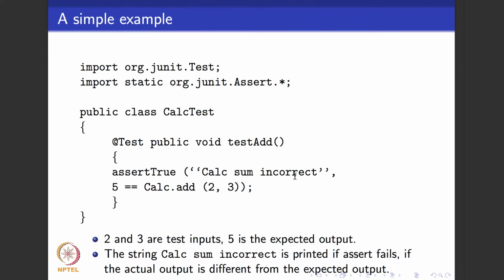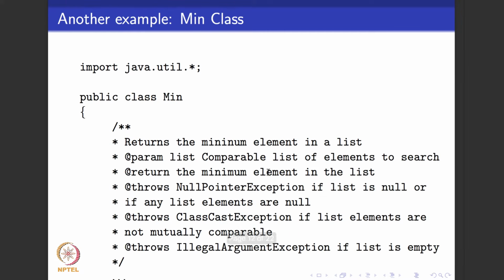So it will say that calc sum is incorrect. So it will say that there is an error somewhere in the code, right? So now we'll look at another example, slightly longer than that simple toy addition example.